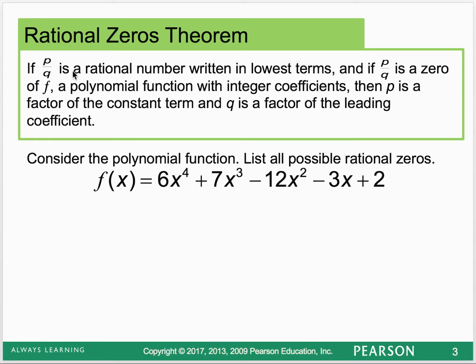So if p over q is a rational number written in lowest terms, and remember, whole numbers are also rational numbers. So we're not saying they have to be a fraction, but it could be. If it's a zero of a polynomial with integer coefficients, then p has to be a factor of the constant term, and q has to be a factor of the leading coefficient.